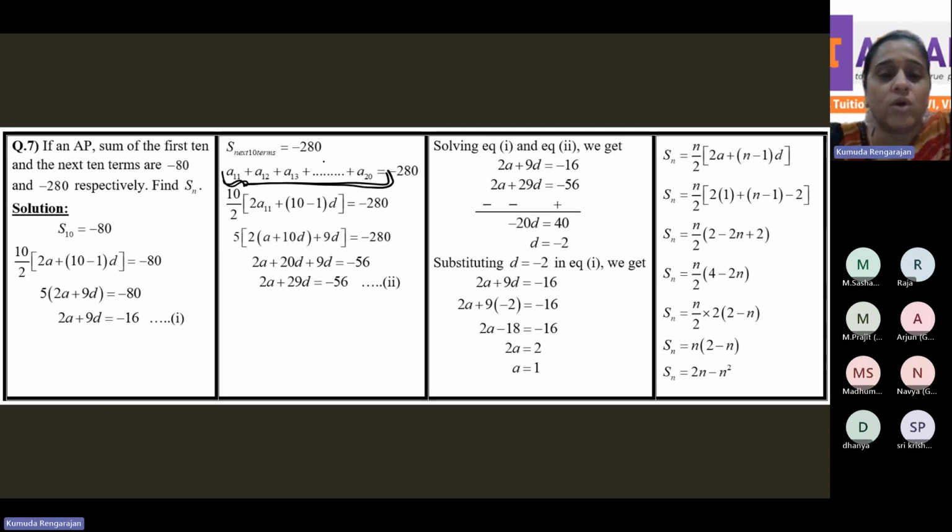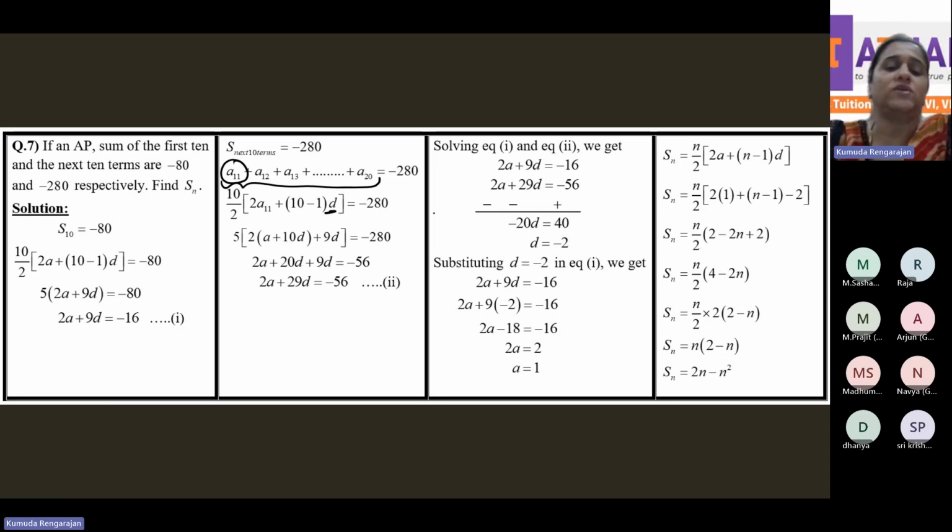Now, if you want to use a formula here, how do we use this? So n by 2. How many terms are added here? 10 terms, 1, 2, 3, 4, 5, 6, 7, 8, 9, 10. Not 20. So 10 by 2 of 2a. Here, which is the first term? A11. So 2a plus (n minus 1), 10 minus 1, into d. The common difference will be the same. The common difference will not change. The common difference we know is the same throughout the AP.